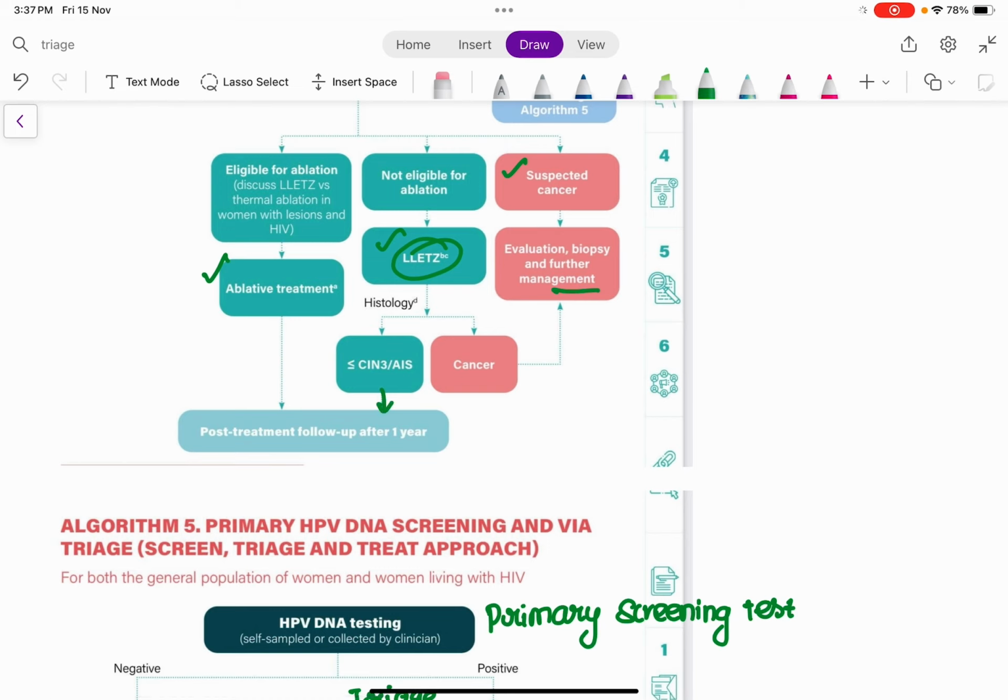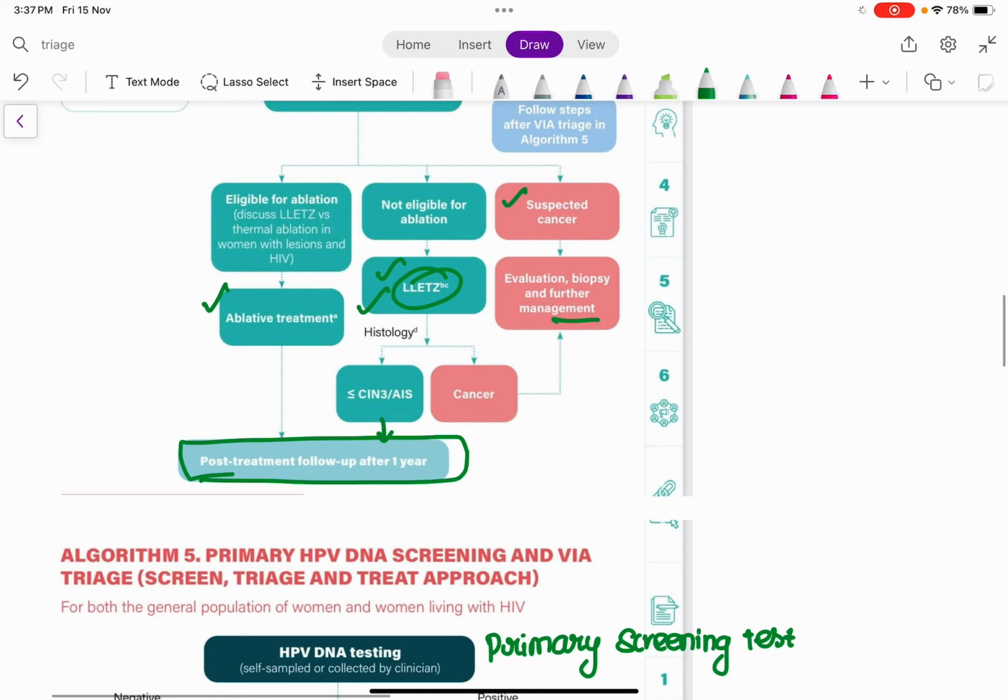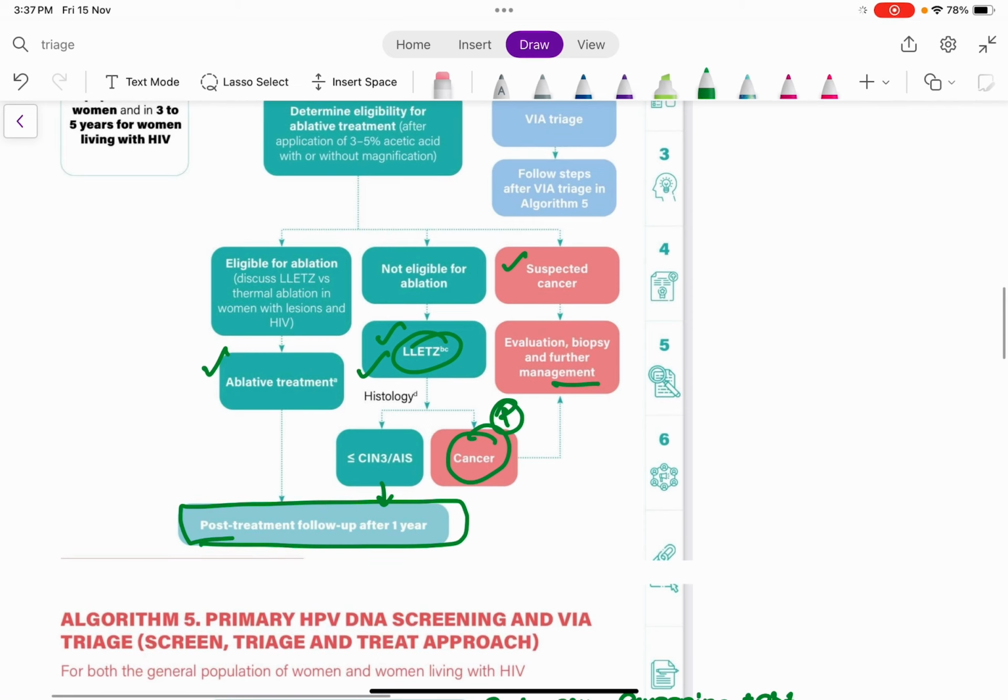You have done the treatment as large loop excision of the transformation zone. So just keep the patient in follow-up. Ask the patient to come for follow-up after 1 year. But if it comes out to be an invasive cancer based on the report of LLETZ, if cancer is present, follow up with proper biopsy and management.